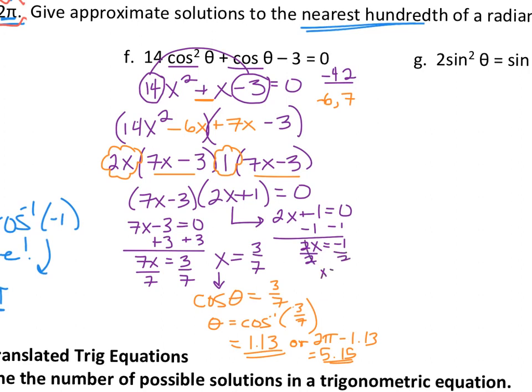And we get x equals negative 1/2. So just like the last time, instead of x equals, we have to actually plug in our trig term now. So this is going to be cosine theta equals negative 1/2. Anybody recognize anything about negative 1/2 by chance? That's on the unit circle.